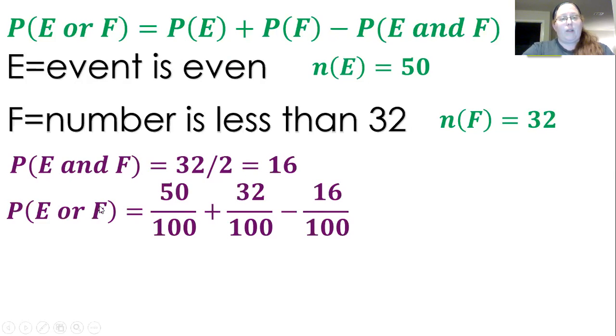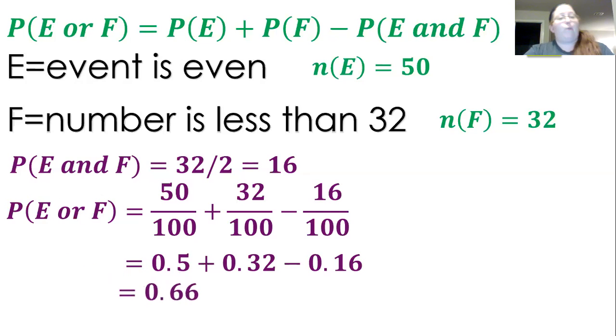So what we're going to have with the equation is P(E or F) equals P(E), 50 over 100, plus 32 over 100, minus 16 over 100. And we're going to change these into decimals just to make the equation a little bit easier. So you'll have 0.5 plus 0.32 minus 0.16. So P(E or F) is going to equal 0.66.